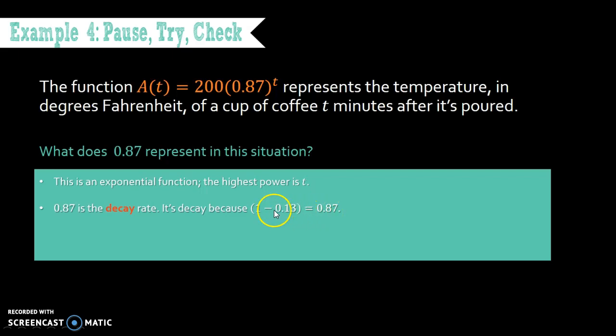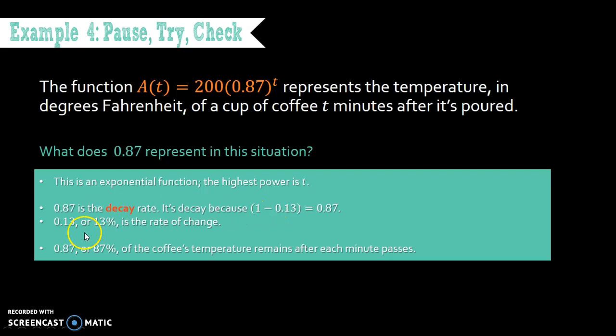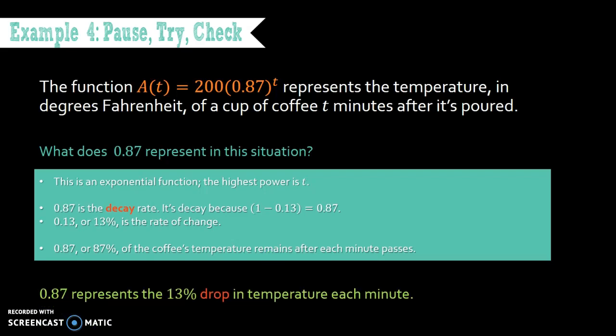We can work backwards to figure out that this would be a 13%, even though that was not given to us. So 0.13 or 13% would be the rate of change, and since it's a subtraction sign, I know that we are going down by 13%. So 0.87 or 87% of the coffee's temperature remains after each minute passes. So as each minute goes on, I'm only keeping 87% of my old temperature. I'm losing some heat off of this cup of coffee. So 0.87 represents a 13% drop in temperature each minute.